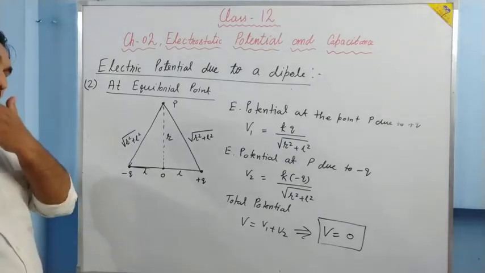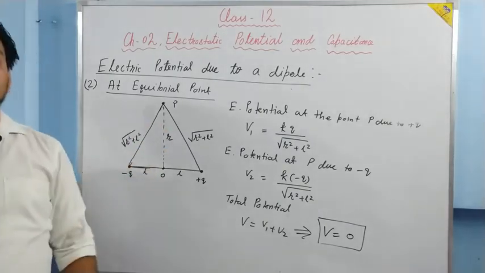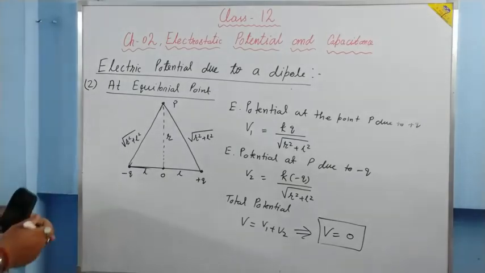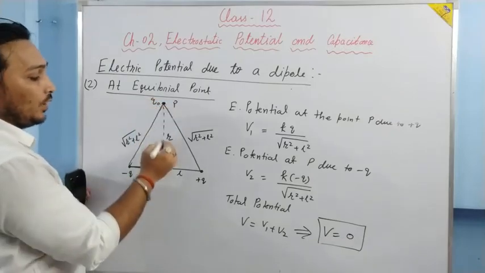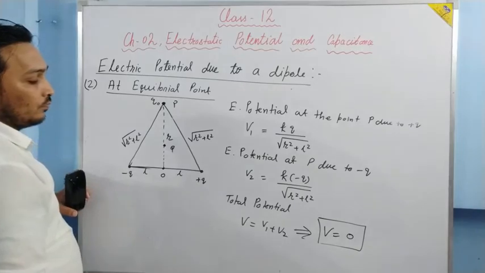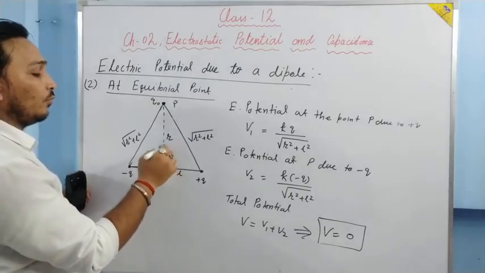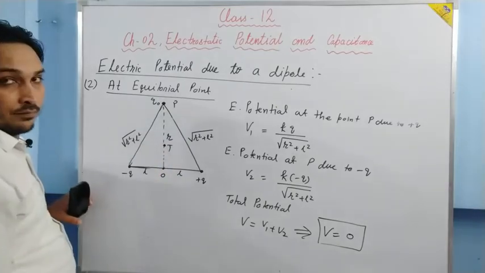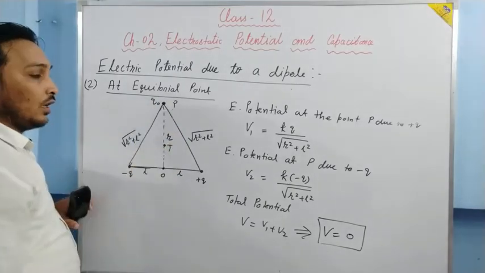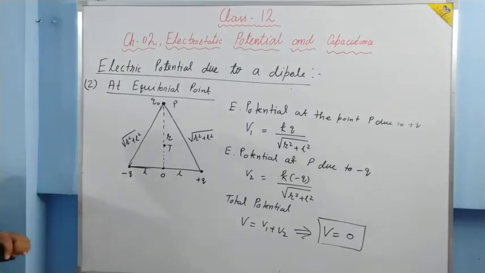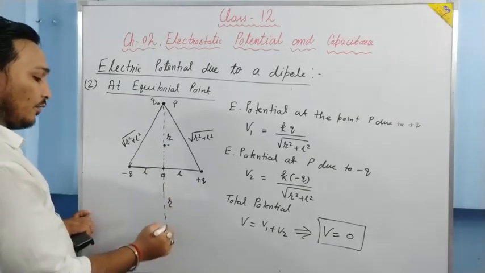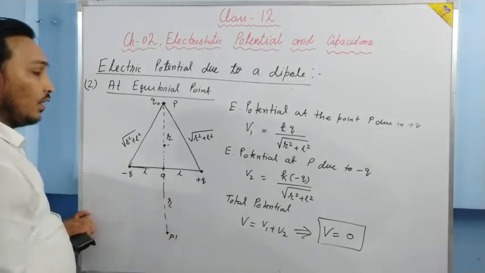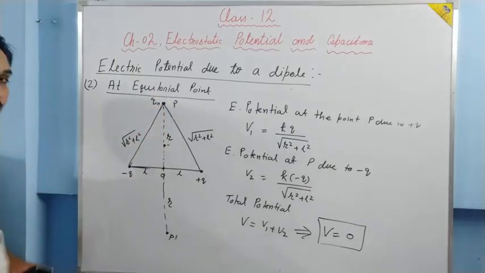Now if potential is 0, then what do we have to understand? Suppose a point charge Q naught is brought from P to a point P dash. Let me make it clearer: at a distance r from here, let there be a point P dash. Now Q naught is carried from P to P dash. What will be the work done?